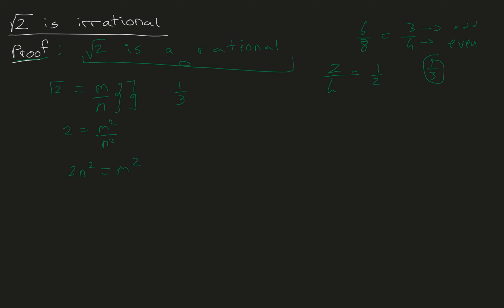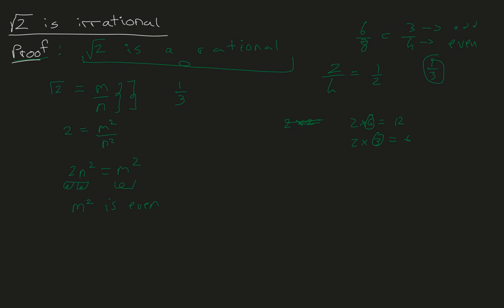Now this means that m squared is even because we're multiplying n squared by an even number 2. Anything multiplied by 2, let's take 2 multiplied by 6, and 6 is an even number, we get an even number, and 2 multiplied by an odd number, we get an even number also. So m squared is even because m squared is equal to 2n squared, and 2n squared is even. This shows m squared is even.